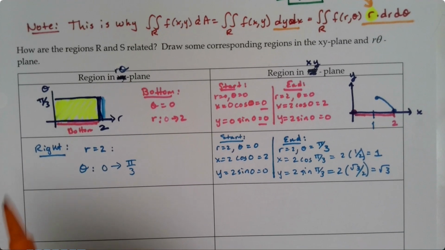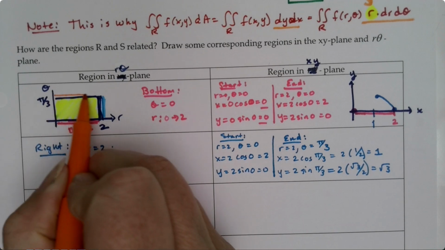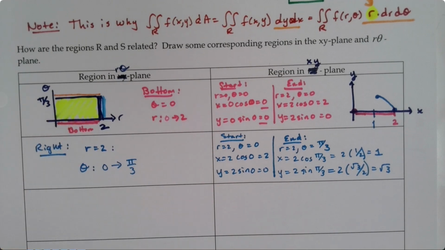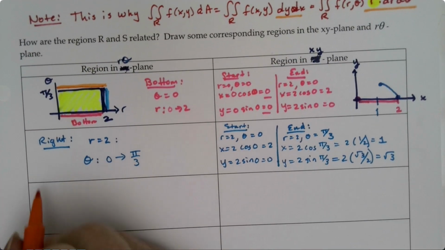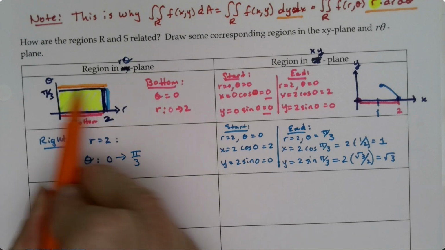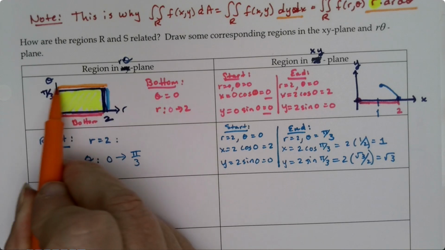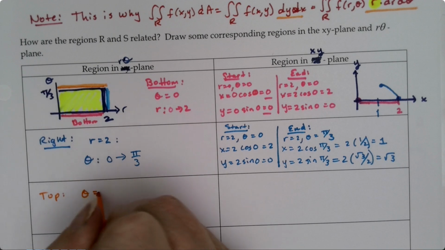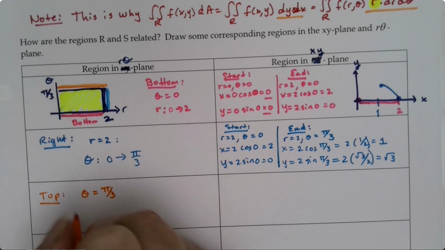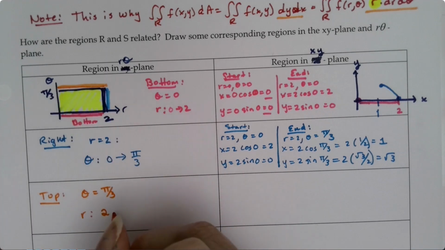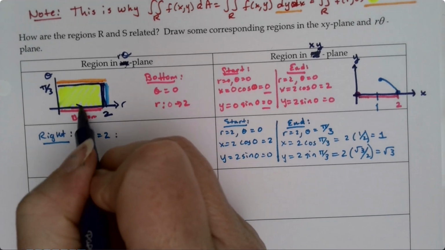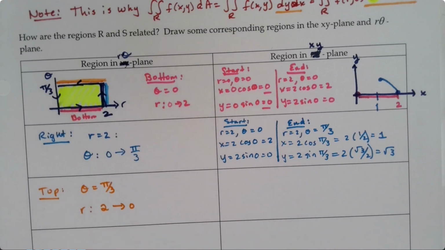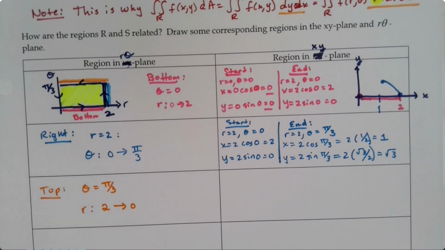All right, so now let's look at the top up here. Up here, r is going to change. Theta is pi over 3 the whole time. But r is going to go from 2, where it starts, back to 0, because we're working our way around this rectangle. So we're going from 2 to 0.